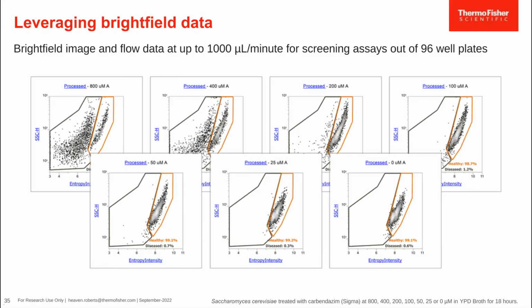Here's my full titration curve. You can see that that disease state gate just disappears quite rapidly and is almost non-existent. It's 0.6% once we get down into the control, or the 0 micromolar.